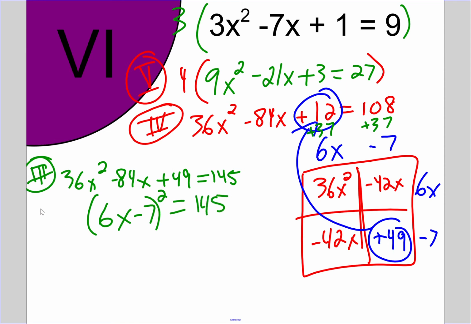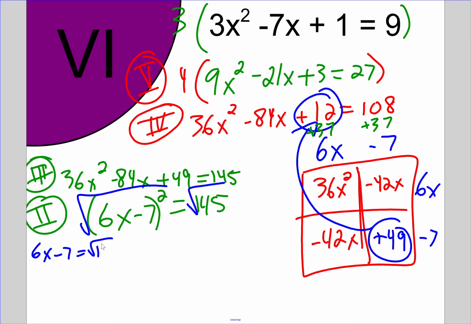Rewriting it now turns it into a level 2 problem. So now we can take the square root of both sides. It gives us our two equations: 6x minus 7 equals the square root of 145, or 6x minus 7 equals negative square root of 145.